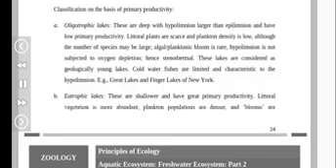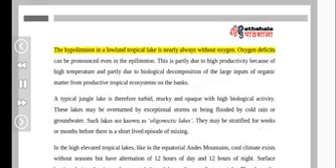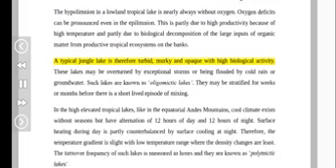The hypolimnion in a lowland tropical lake is nearly always without oxygen. Oxygen deficits can be pronounced even in the epilimnion. This is partly due to high productivity because of high temperature and partly due to biological decomposition of the large inputs of organic matter from productive tropical ecosystems on the banks. A typical jungle lake is therefore turbid, murky and opaque with high biological activity.